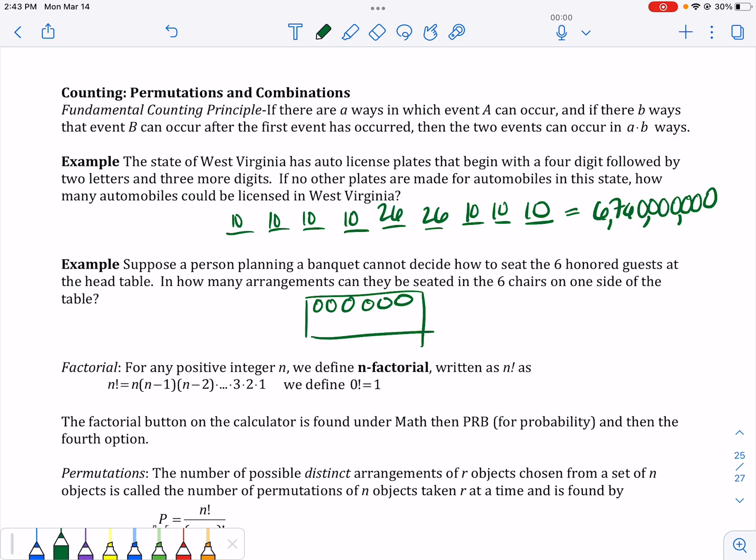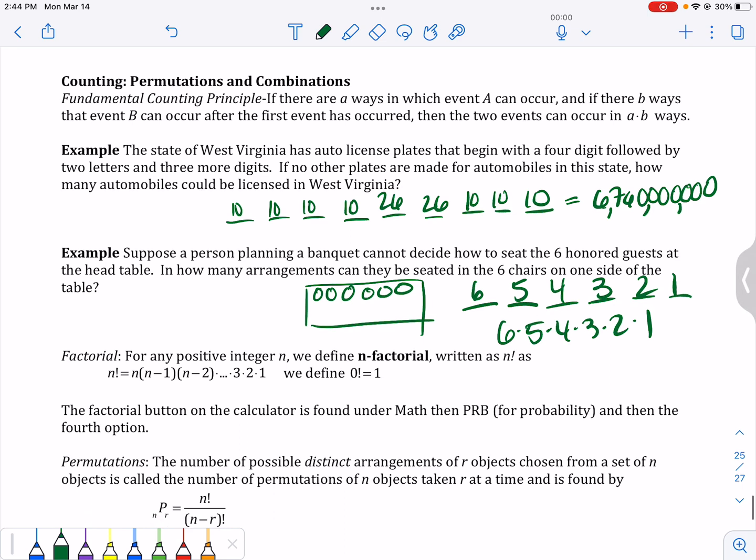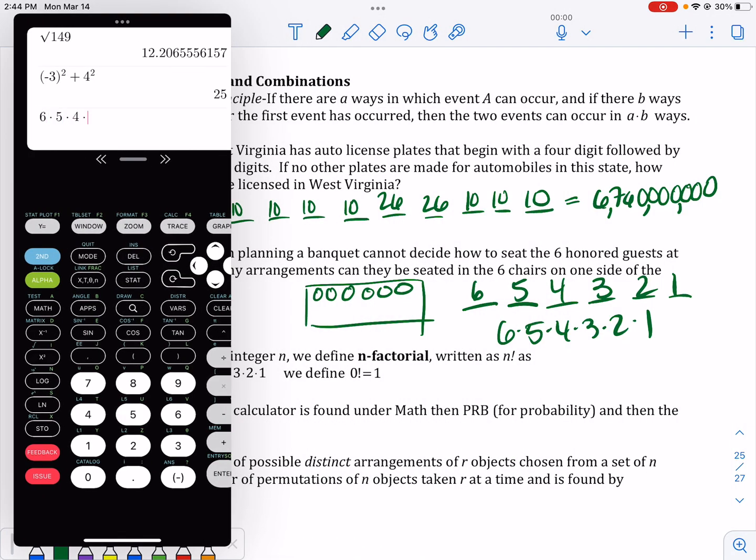So we've got 6 slots, and we have 6 people who are going to be there. So in the first spot, we can fit 6 people. But in the second spot, we can't fit 6 people, because once somebody's been here, I only have 5 people left to choose from. So this will be 5. And then once these 2 people are chosen, I only have 4 people left to choose from. So 4, then 3, then 2, then 1. So we do 6 times 5 times 4 times 3 times 2 times 1. So we have 720 ways to seat those 6 people.